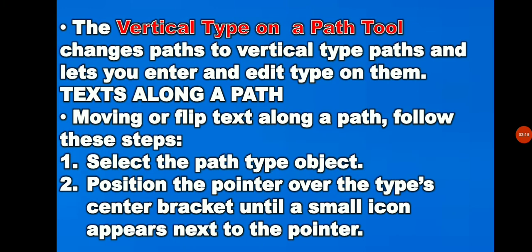The vertical type on a path tool changes paths to vertical type paths and lets you enter and edit type on them. Click on a path to create vertically flowing text along the path.